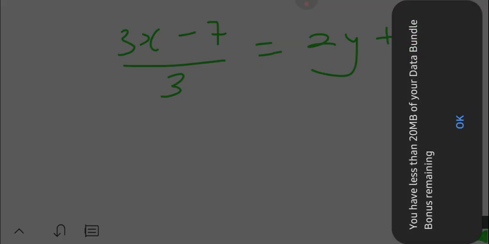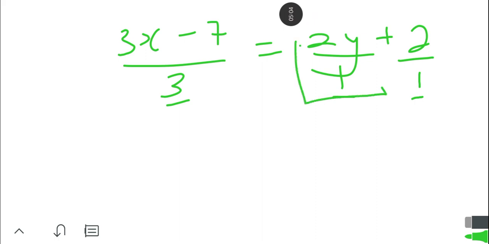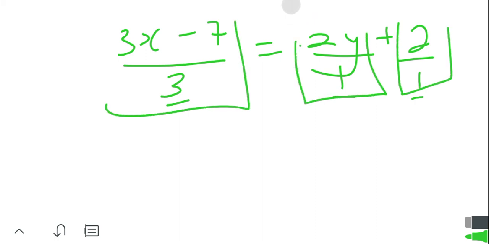So what you do is you find the LCM of all the fractions in the equation. You realize that this is over 1, this is over 1, so we now have 3 denominators: 3, 1, and 1. So you find the LCM of the 3 numbers. Over here the LCM becomes 3, and you multiply each term. When you say a term, this is one term, this is one term, this is one term. So you multiply each term of the equation by the LCM.